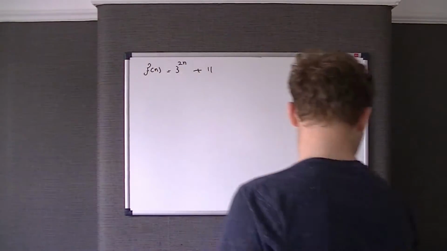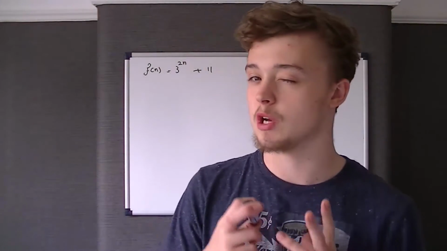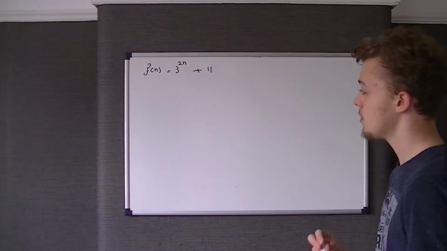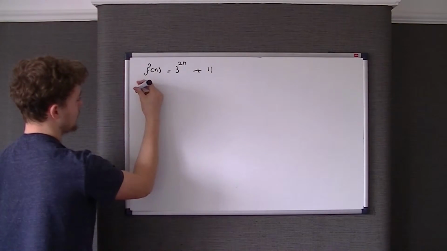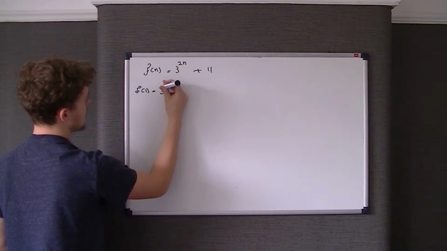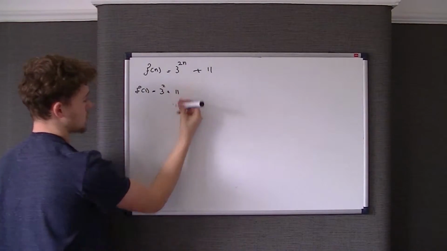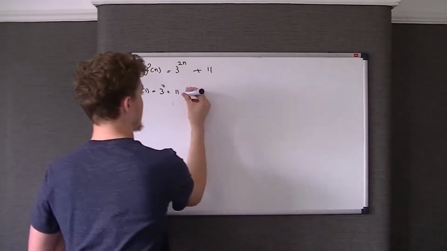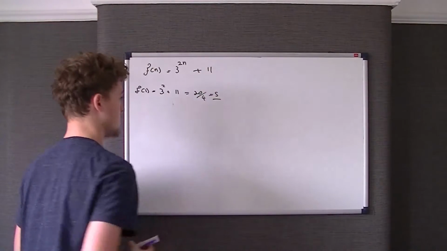The way we start this and the way we answer this is very similar to the series, but it's also not quite the same. The first thing you do is still prove it for n equals 1. So you do f of 1, which is 3 to the power of 2 times 1, which is 3 squared, which is 9, plus 11, which is 20. And you can divide 20 by 4, which gives you 5, a positive integer.